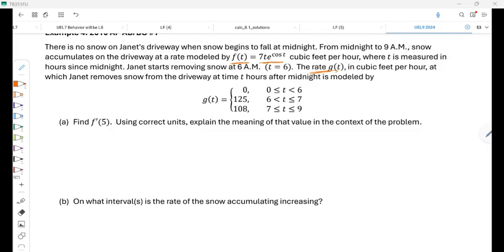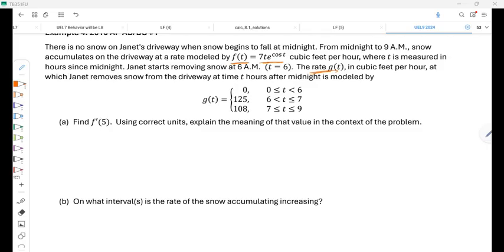Letter A says to find f prime of 5 and using correct units, explain the meaning of the value in the context of the problem. So it says the thing that we always do. Know your function. Don't look at G, look at F. We need to do f prime of 5.